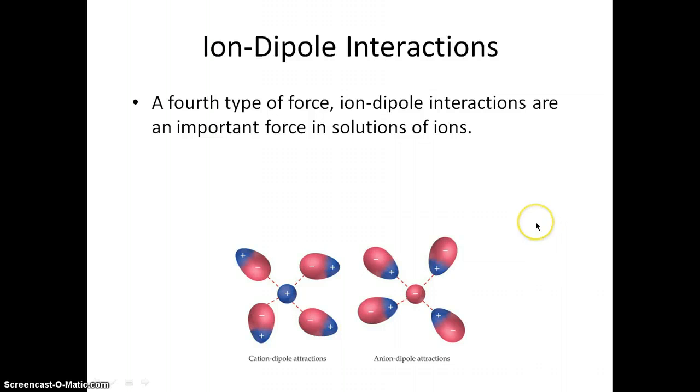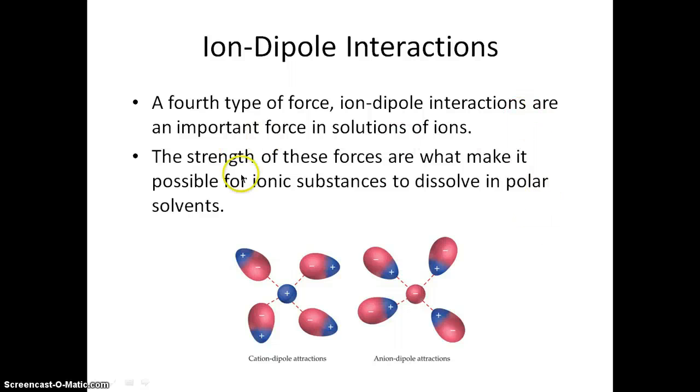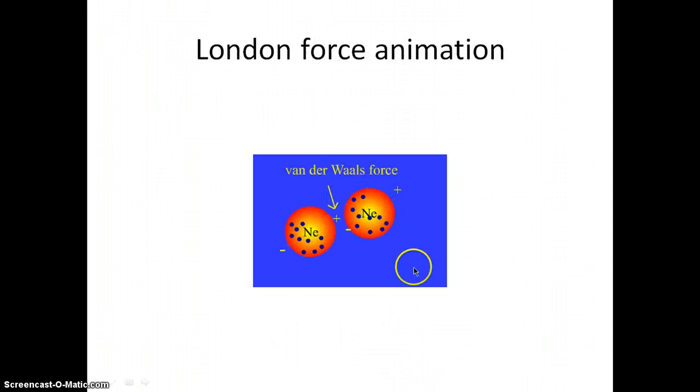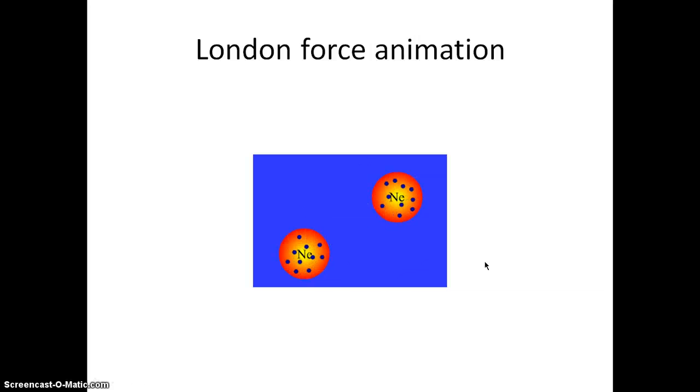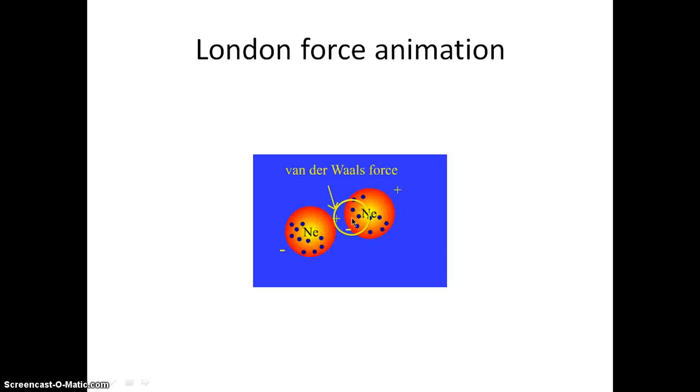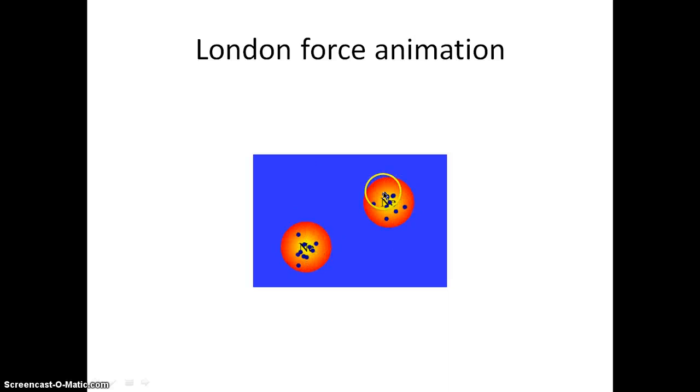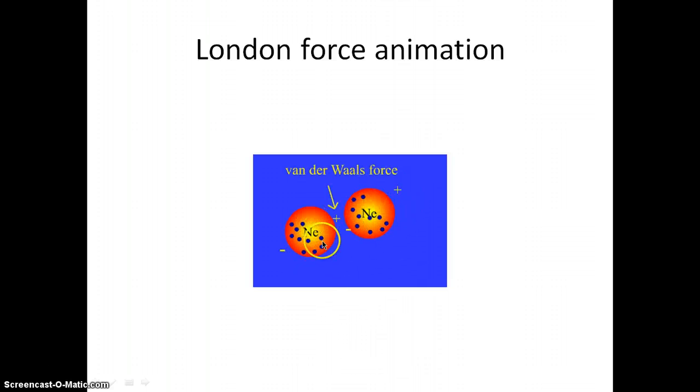You can think of these intermolecular forces as how sticky the molecules are to one another. The strength of these forces is what makes it possible for ionic substances to actually dissolve in polar solvents. We'll talk more about that later. Now there's also another type of van der Waals force called a London force. See these two neon atoms? When they get close together, the electrons of one atom push the electrons of the other atom away, which bares this atom's positive charge, available for this atom's negative charge.